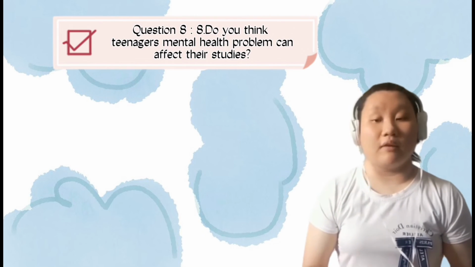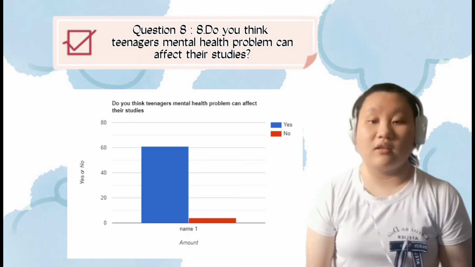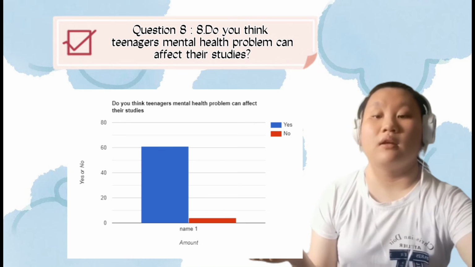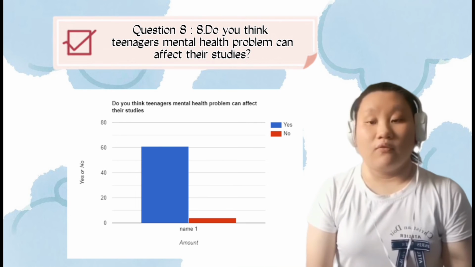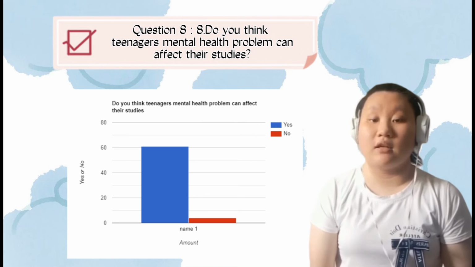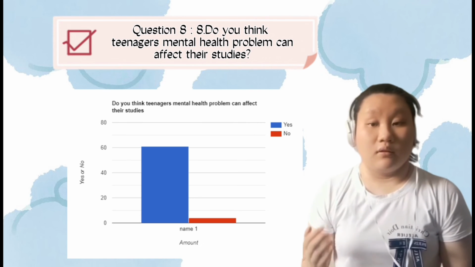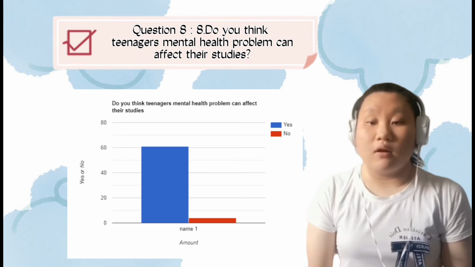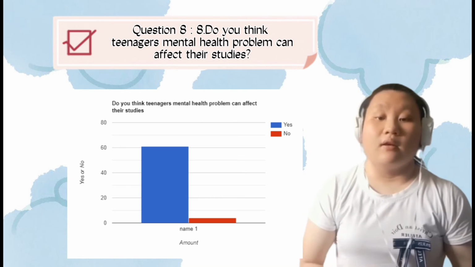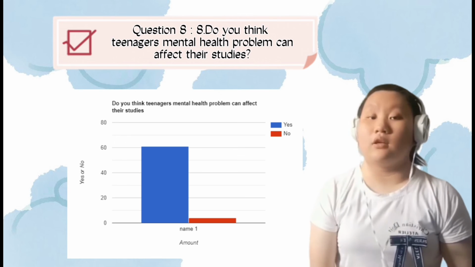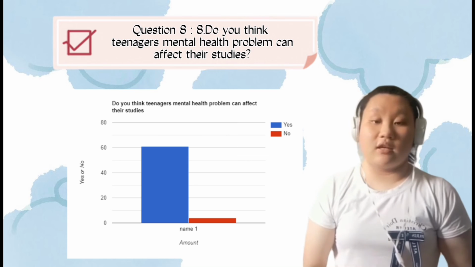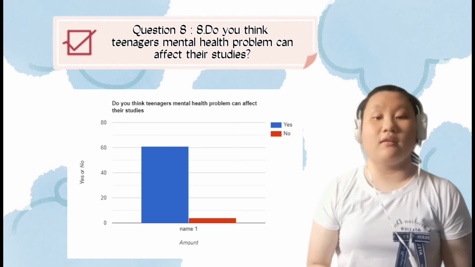After that, this graph asks whether teenagers' mental health problems can affect their study or not. As we can see, the rank of the respondents' answer yes is dramatically higher than no, as the number of respondents who answered yes is 61 and no is 4 respondents. Overall, a majority of people think that teenagers' mental health problems can affect their study.